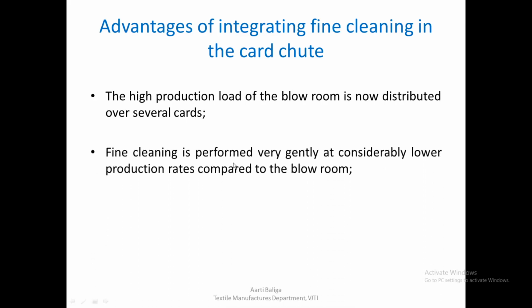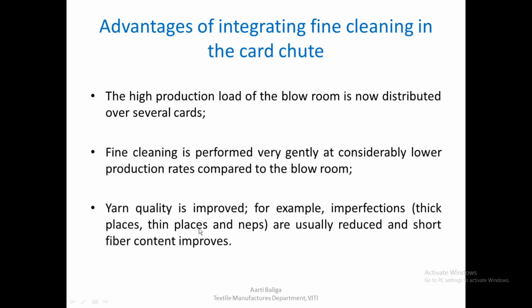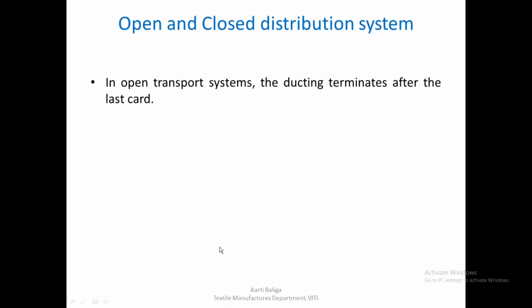So fine cleaning is performed very gently at considerably lower production rates compared to the blue room. So yarn quality will definitely be improved. For example, imperfections, that is thick places, thin places and neps in the yarn, one can see a difference. They are definitely reduced, and short fiber content also improves. So with this we look at the distribution system.